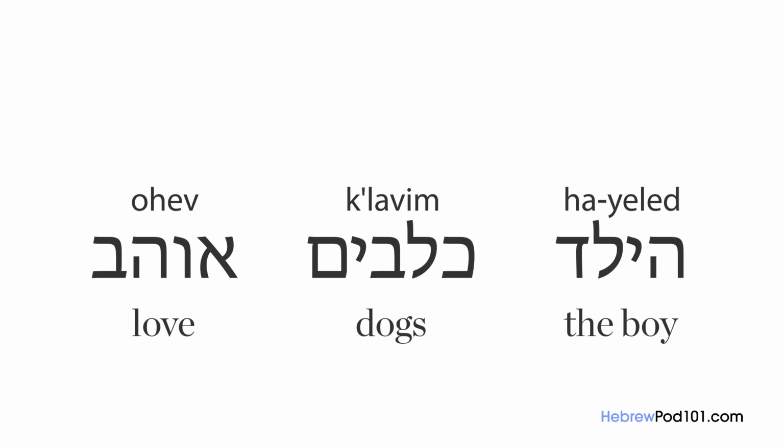Now it's your turn. See if you can use these words to make the sentence, the boy loves dogs. Ohev, klavim, hayeled. Did you succeed?